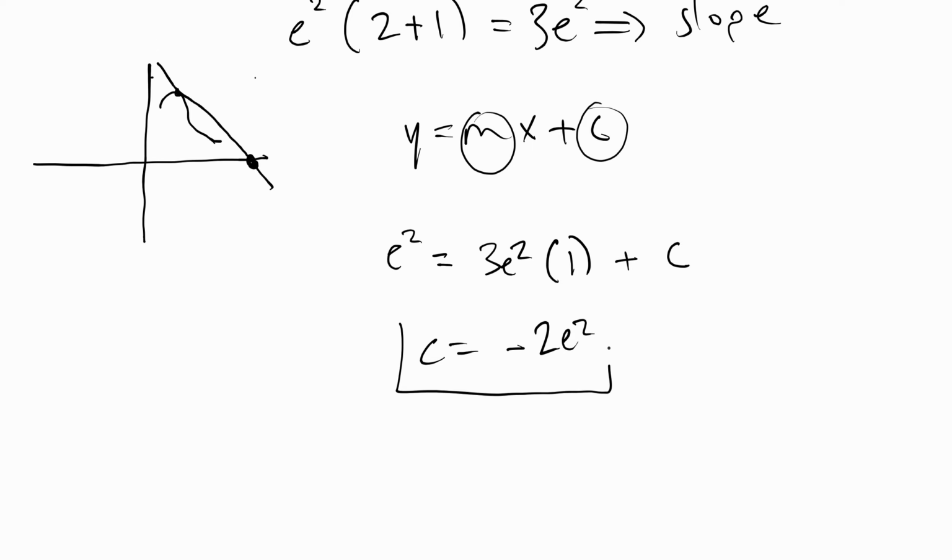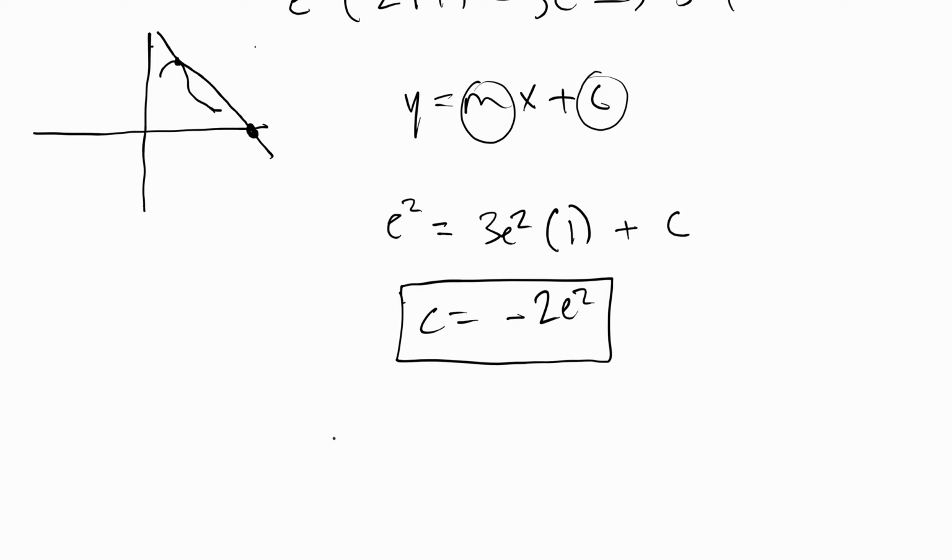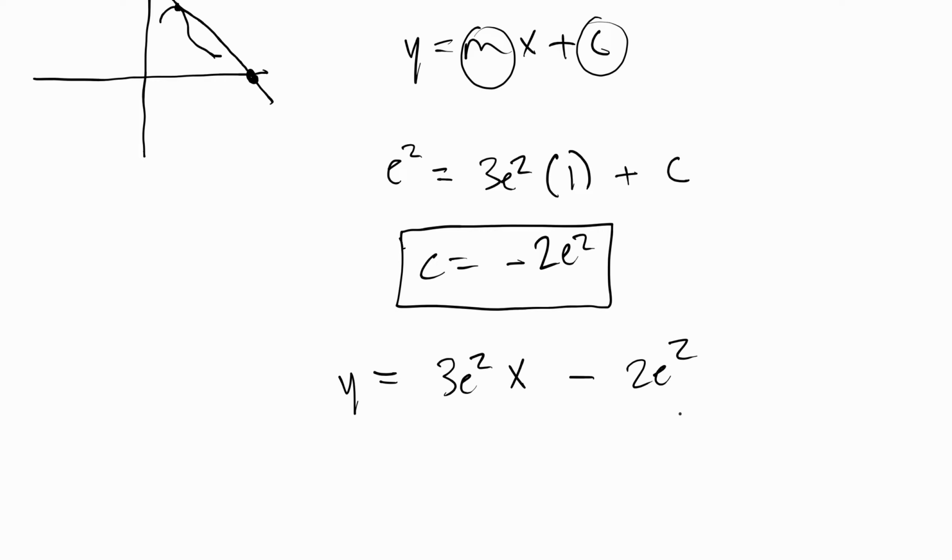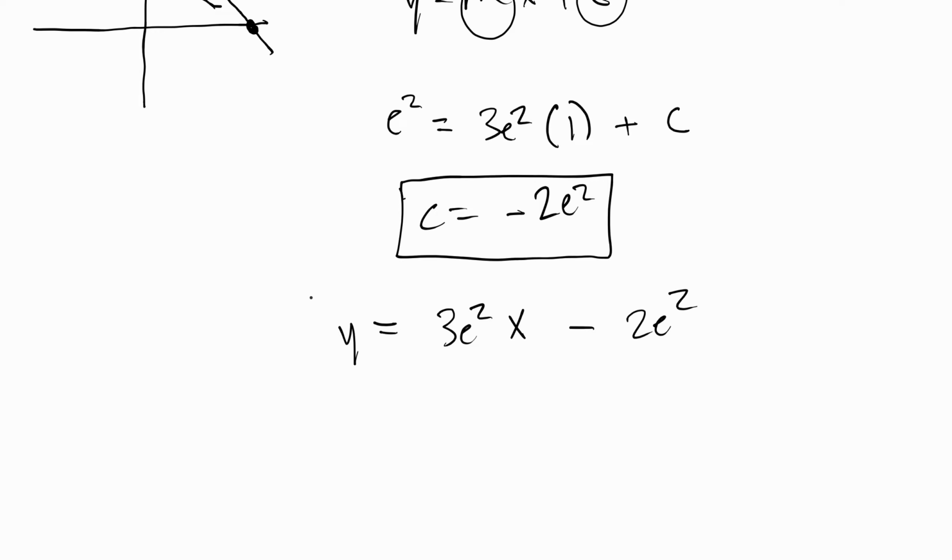Now using this, let's form our final equation. So y is equal to m, which is 3e squared, times x, plus negative 2e squared, which is just minus 2e squared. This is our equation of the tangent.